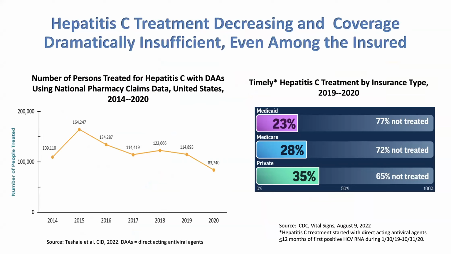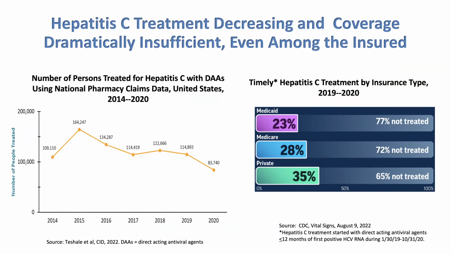So we have these highly effective drugs, but when the CDC did a Vital Signs look at things in 2022, around this time last year, they showed that the number of patients that have been treated has actually been on the decline. So even though we've got these remarkable drugs and we know all these individuals exist that need to be treated, the number of people actually being treated, through pharmacy claims data, has been on the decline.